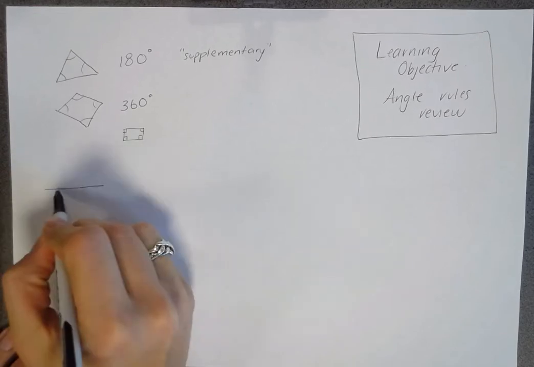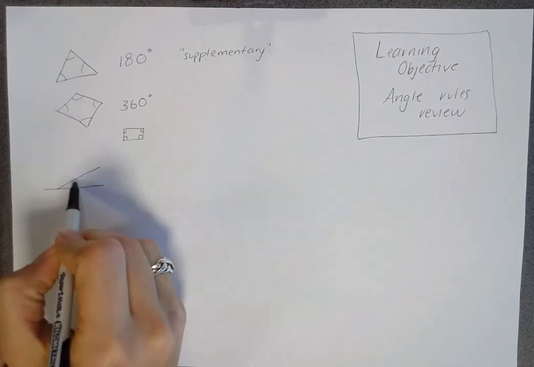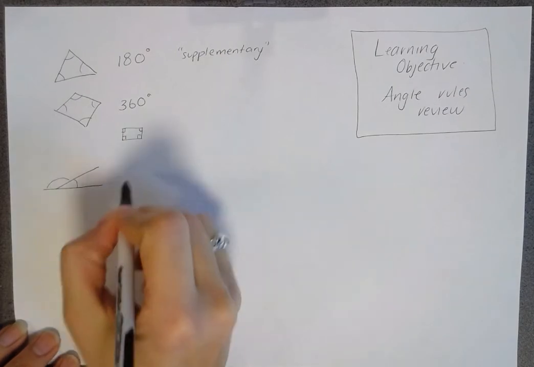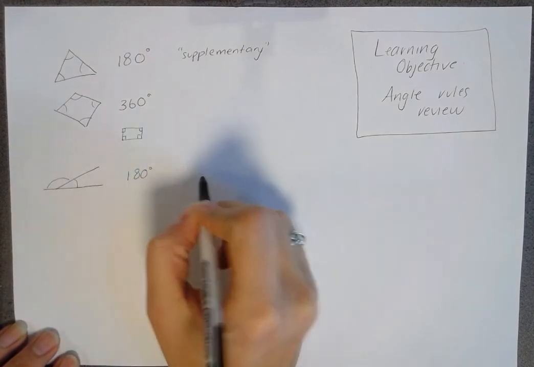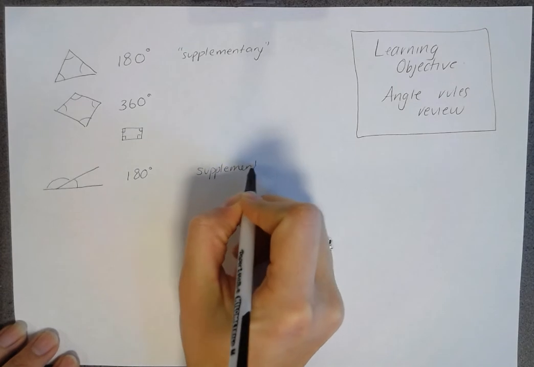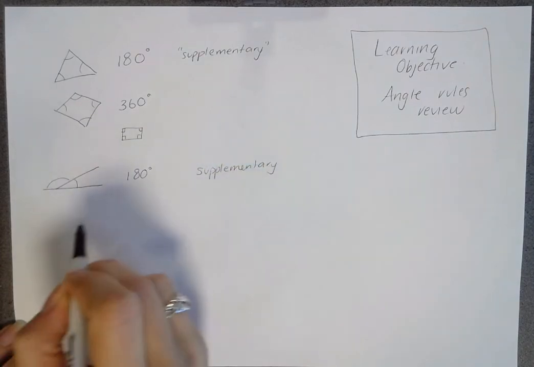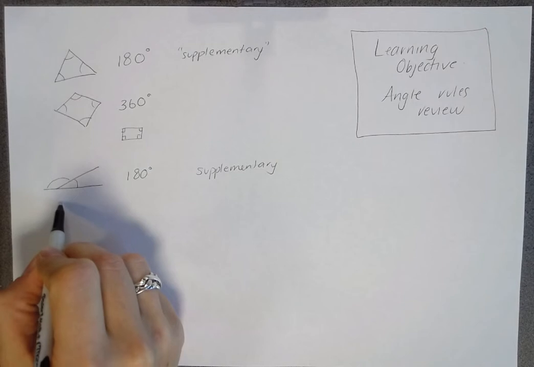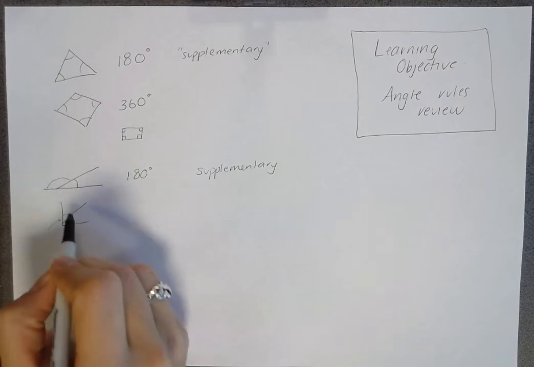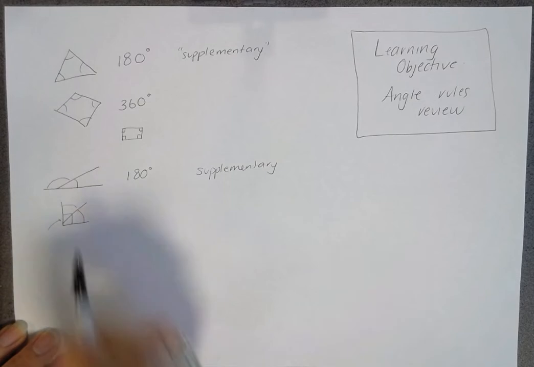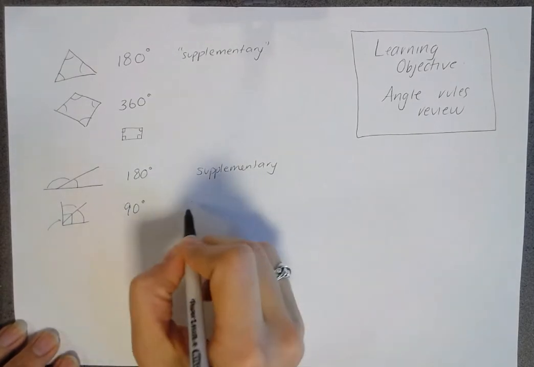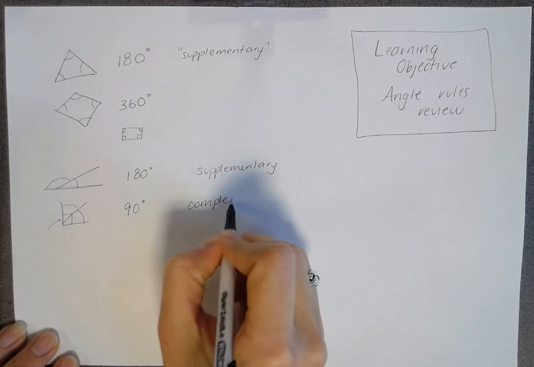We have angles on a straight line. So if I have this acute angle and this obtuse angle, when they add together, they will also be 180. So they are also supplementary. And if we have, say, angles on a right angle, so we know that this is altogether 90, then this angle plus this angle will give us that 90 degrees, and this is called complementary.